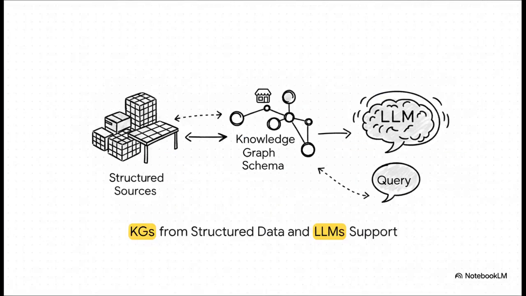Now, before we get completely lost in the coding weeds, let's look at the high-level mental model. This brilliantly illustrates how it all fits together. You take your structured data, map it into the target schema of your knowledge graph, and then, when a user asks a question, an LLM interprets it, queries the graph, and uses that retrieved data to generate a highly accurate, totally grounded answer. Pretty cool, right?